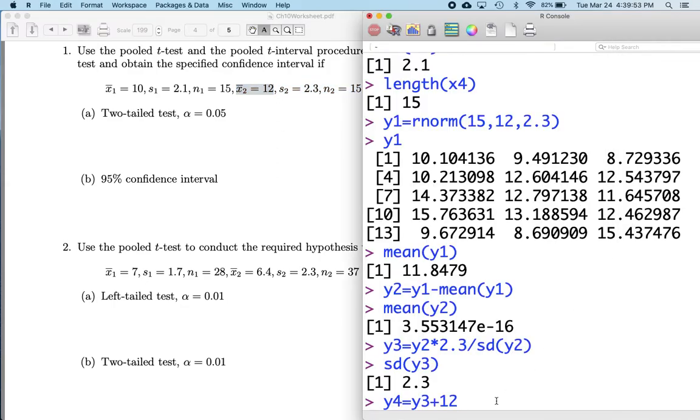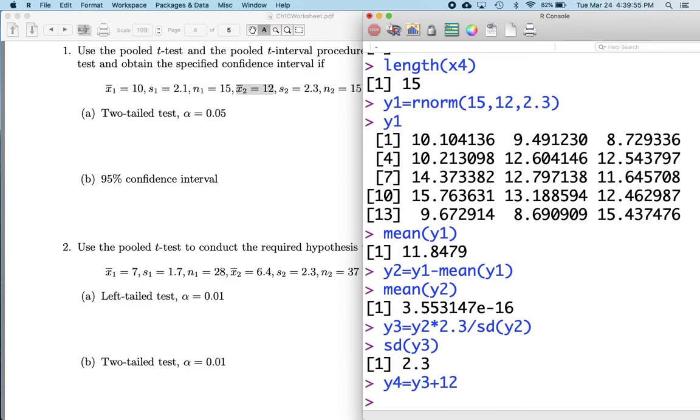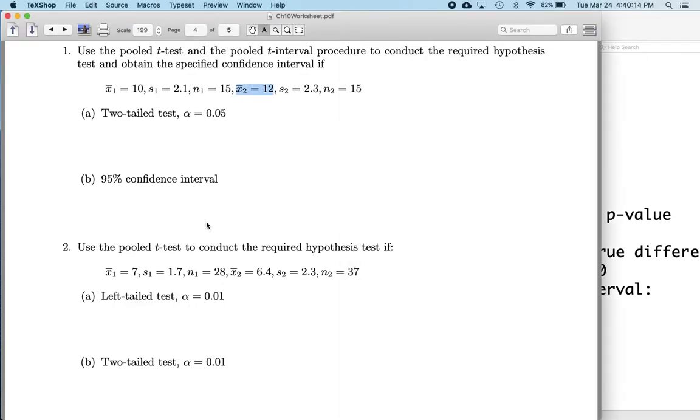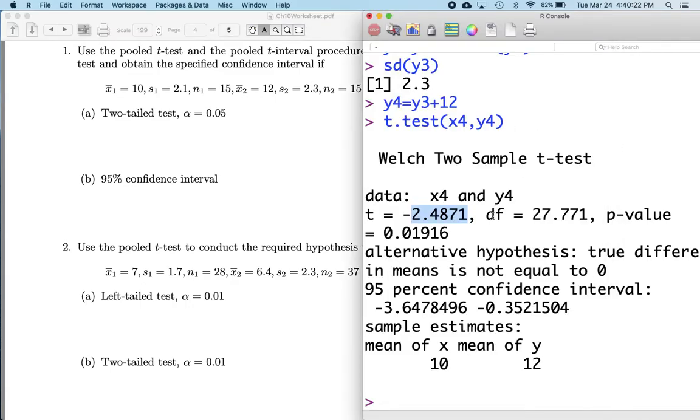Okay, so now we have our two data sets, x4 and y4, and now we can run the two-tailed t-test for those data sets, and we end up with all the values that we wanted before, right? So we had our test statistics. So just going back to our previous two videos back now, where we went through these examples, these are all the values that we found.